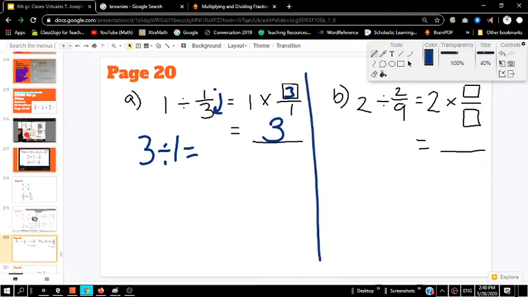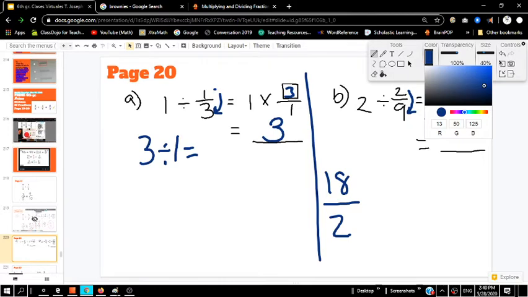Letter B is pretty simple too. If we multiply by the reciprocal, 2 divided by 2/9 is 2 times 9/2. And if I really wanted to put a 1 underneath the 2, I could do that. Now there are several ways that we could do this problem. We could take 2 times 9, which gives us 18, and 1 times 2, which gives us 2. And then we could simplify that and find our final answer.